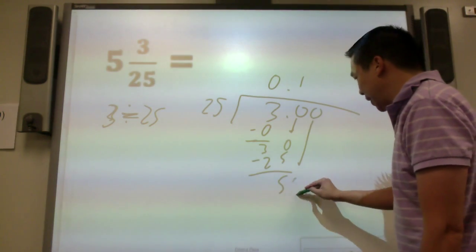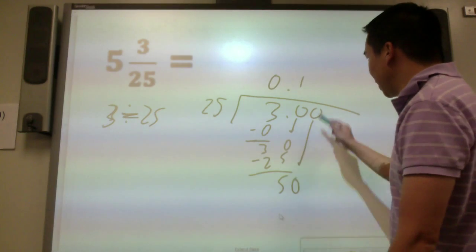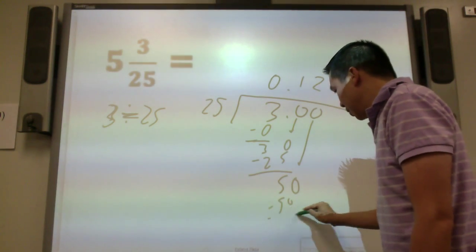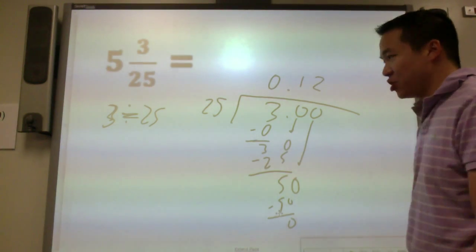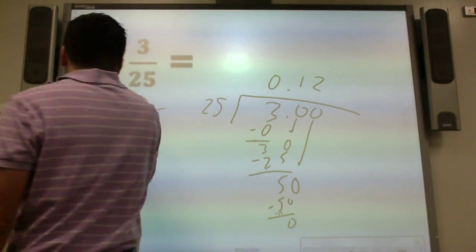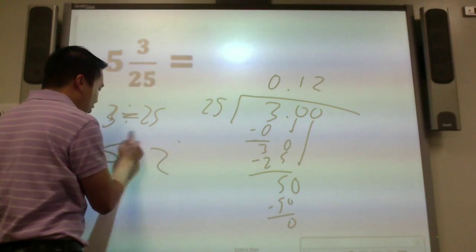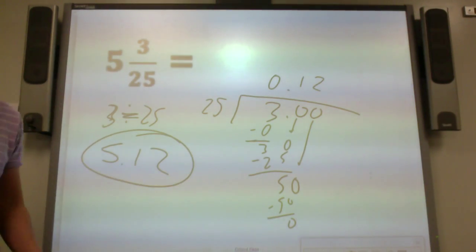Get rid of that remainder. How many groups of 25 go in 50? 2 times. So the decimal equivalent of 3 divided by 25, or 3/25, is 0.12. But what's the whole number? 5. So it's 5 and 12 hundredths is the answer.